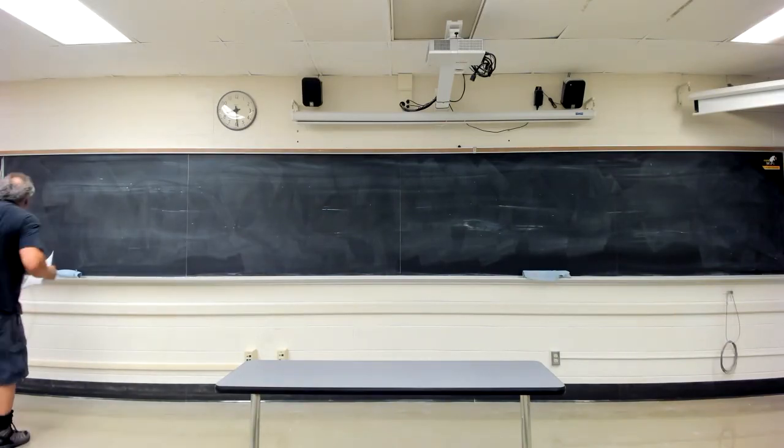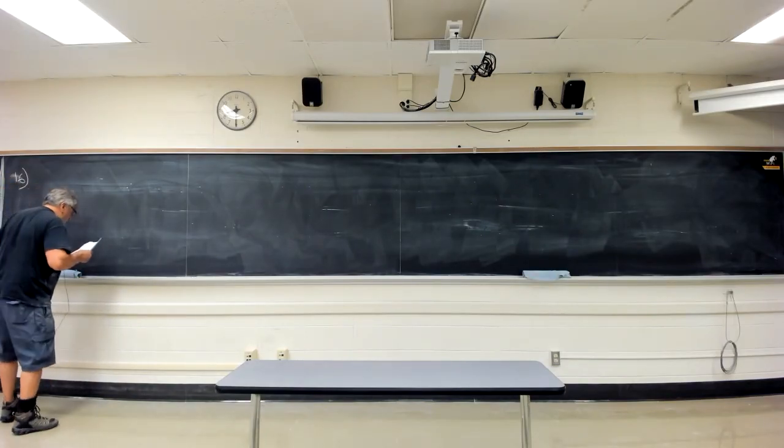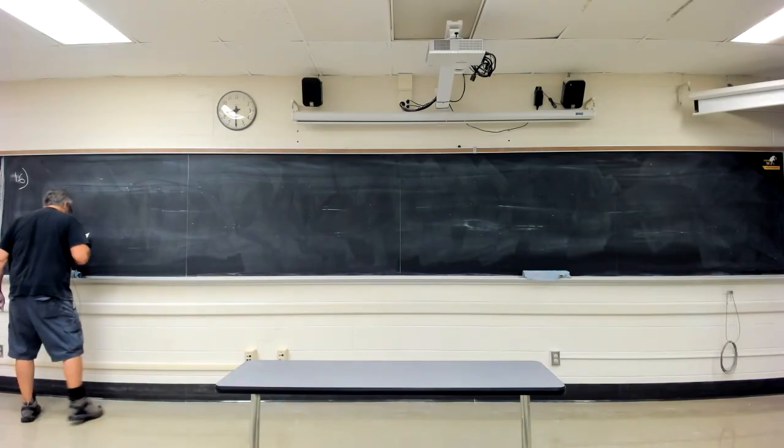For 16, they're saying an 11-foot ladder leans against the side of a house. The bottom of the ladder is 9 feet from the side of the house. How high is the top of the ladder from the ground? If necessary, round your answer to the nearest tenth.